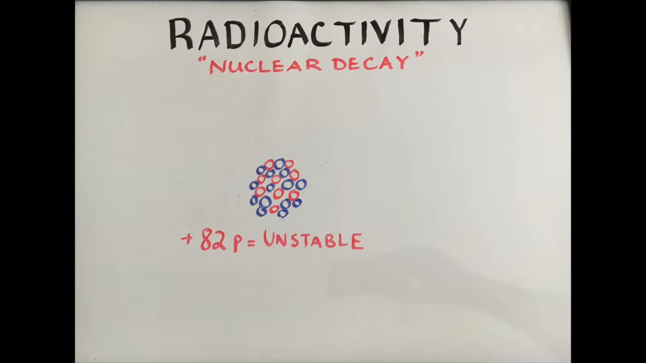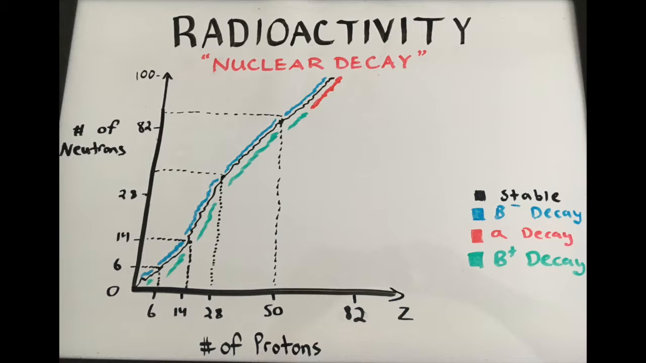In fact, any nucleus with more than 82 protons is considered unstable. Looking at this decay chart, we see the neutron to proton ratio required to balance these forces and stabilize the nucleus. When the nucleus strays from these ratios, decay occurs in the form of alpha, beta, or gamma decay.